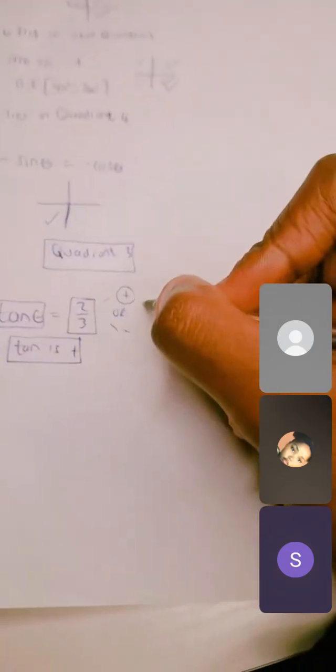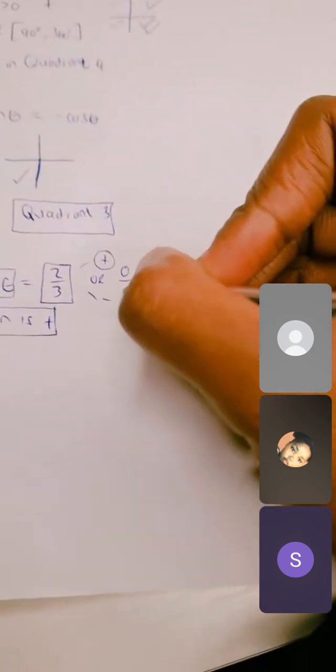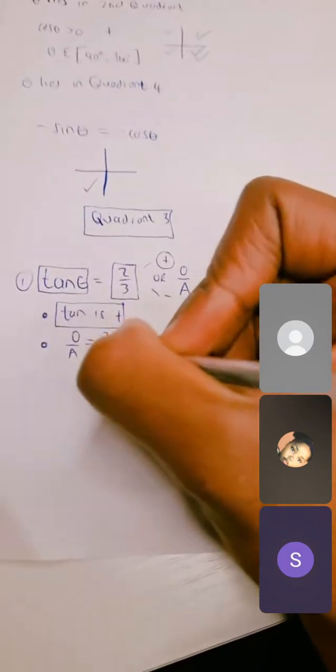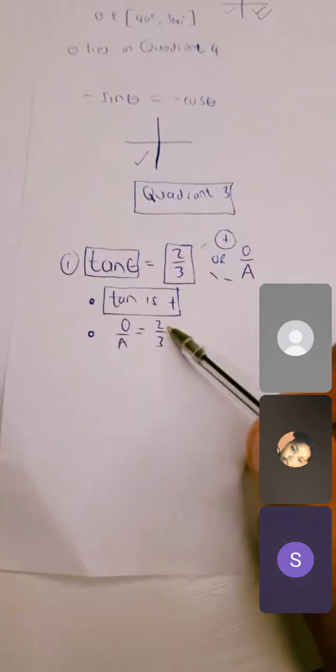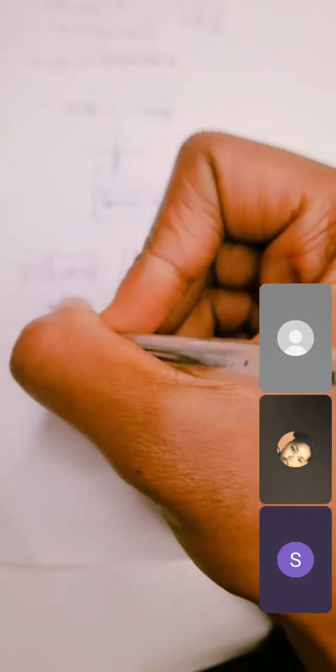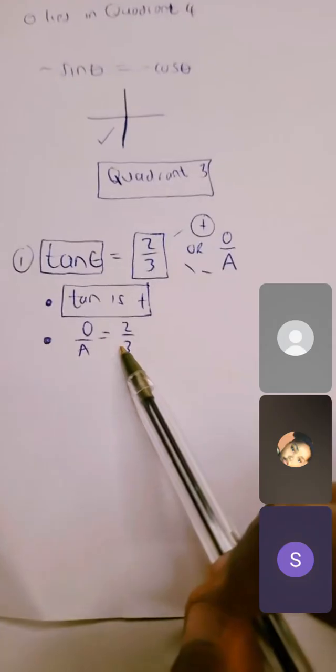2 over 3. What is the definition of tan according to Sokatoa? Numerator opposite, and then over adjacent. Opposite over adjacent. So 2 will be our opposite side, and 3 will be our adjacent side. That's the second piece of information. Are you satisfied with the piece of information that we got?